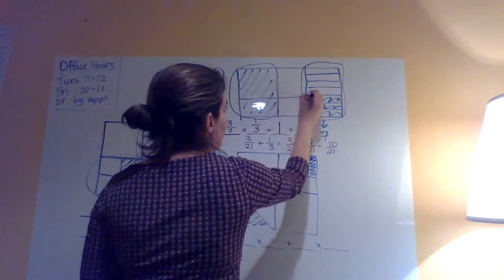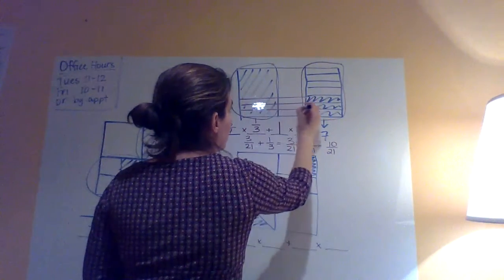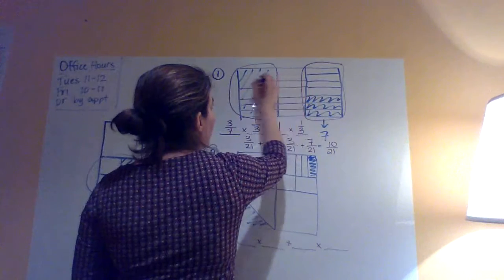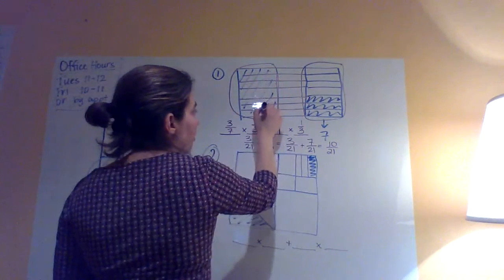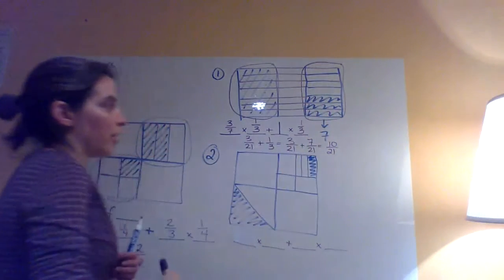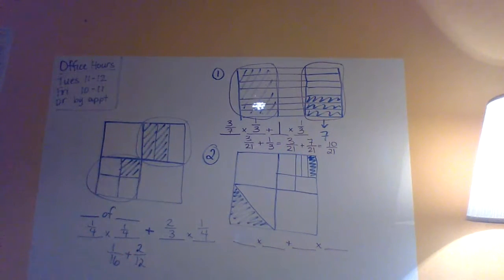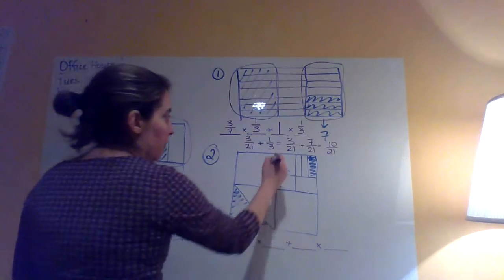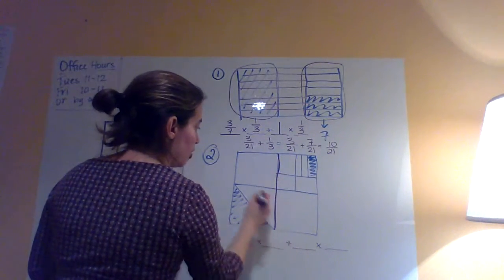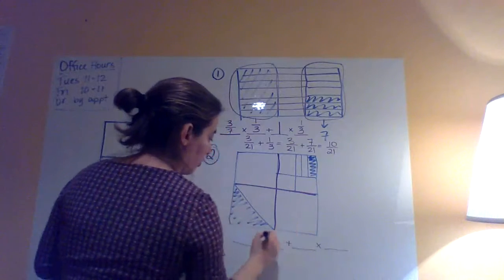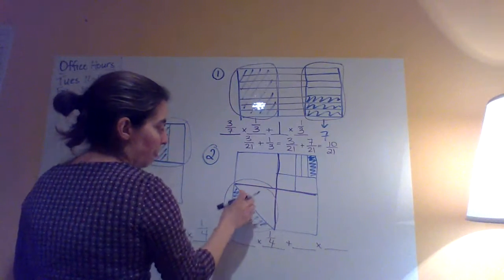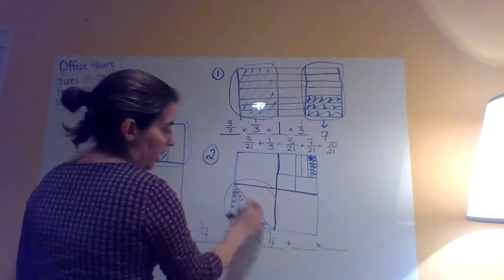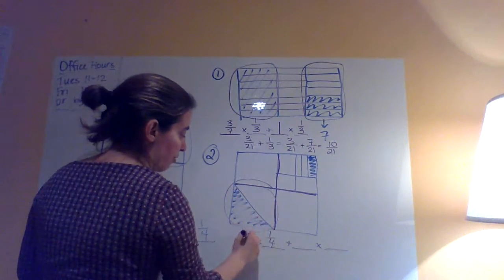So if I extended these divisions all the way across, I have 1, 2, 3, 4, 5, 6, 7, 8, 9, 10 that are shaded in. Okay, and how about this one? So again, we see that the first division here was to divide this into fourths. So I take one of these fourths. What fraction of this fourth do I shade? I shade half of that fourth.